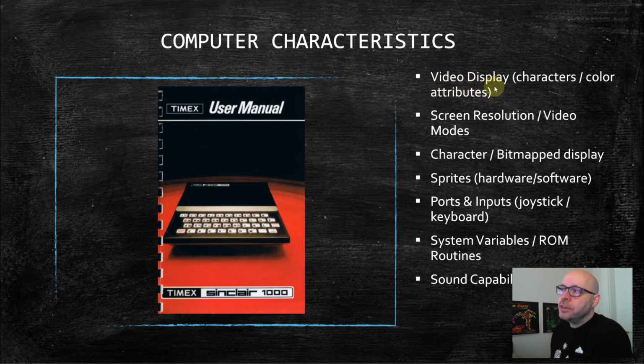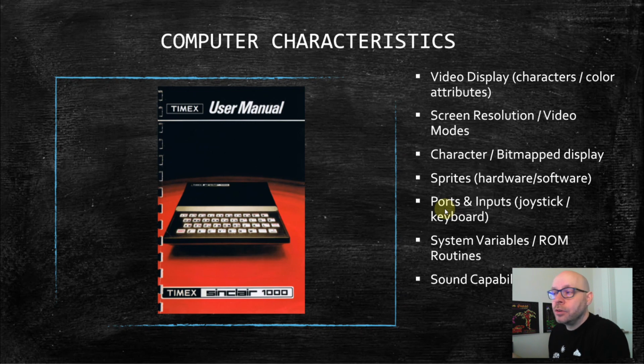And this would include such things as the video display, including the characters and color attributes, the screen resolution of the computer and the different video modes it might have available, the character or bitmap display that it might have. Some computers use a character display such as the Mattel Aquarius. Other computers might use a bitmapped display such as the Sinclair Spectrum. So we need to be familiar with how the graphics and characters are displayed on our computer. And then if your computer has a sprite capability, it may have hardware or software sprites built in, so we need to be aware of that capability as well.